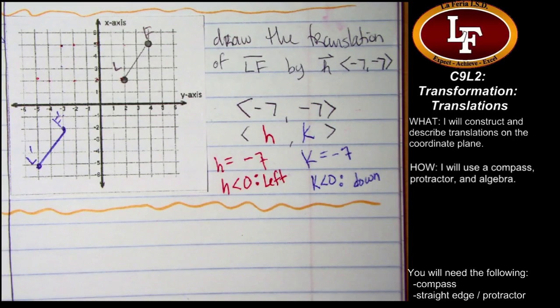Awesome. Questions on using the translation vector to move when you're on a coordinate grid? Questions on how the translation vector is written, its notation? Hi. Yes. I'm confused on the one where you do the box.